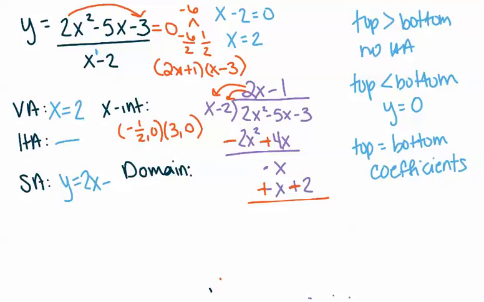It looks like my minus 1 disappeared there. And then domain is the last thing. Domain always goes along with your vertical asymptote, and your domain is going to be everything except your vertical asymptote. So all real numbers, x cannot equal 2. That's it.